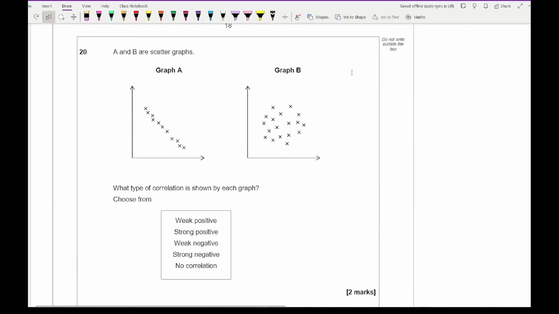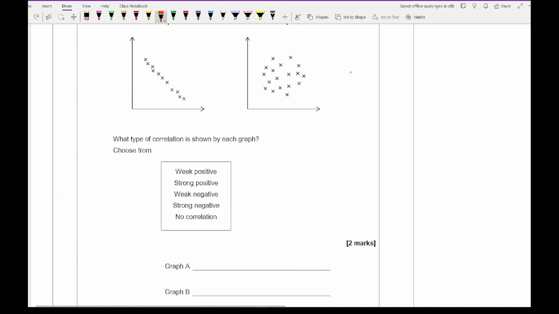Question 20, it says A and B are scatter diagrams. What type of correlation is shown by each graph? Well, graph A shows a very strong negative correlation, and B shows no correlation.